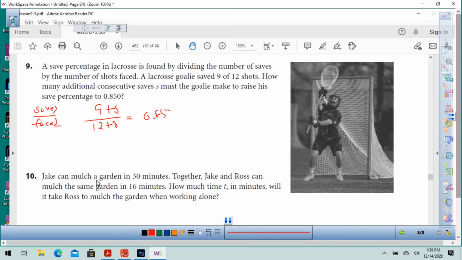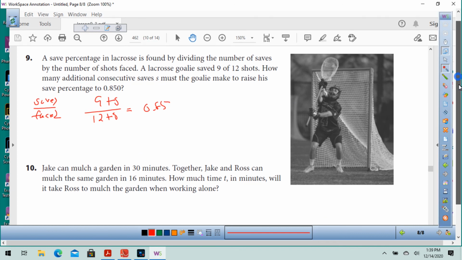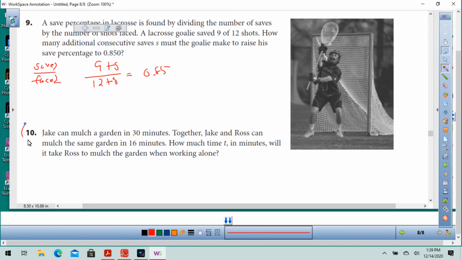Number 10, last problem, number 10. I want you to figure out how that one is, okay? And you must show your work so I can see.